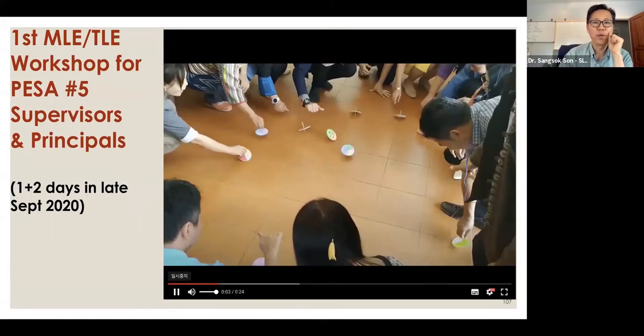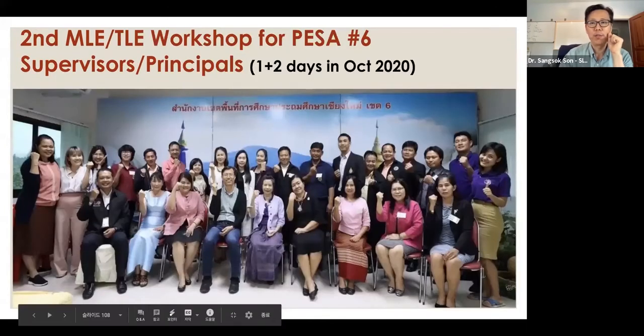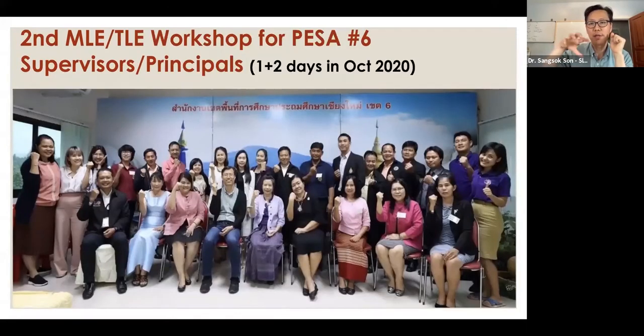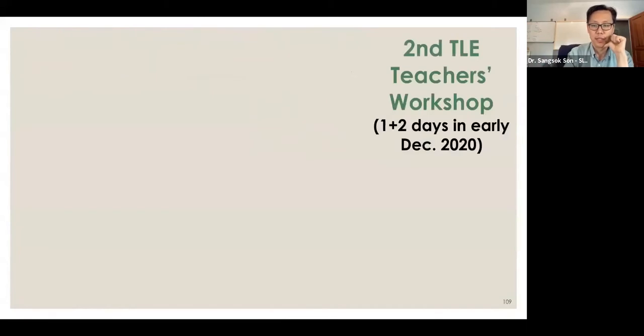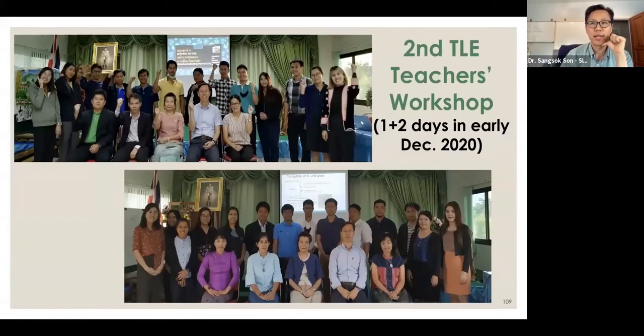So then we had another workshop for another area. In Chiang Mai province, we have 6 areas. This is the first workshop, which was done for area 5. This is area 6, and then we had a second teacher training workshop.